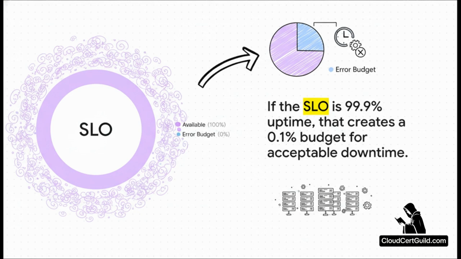And here's where it gets really clever. If you look at this chart, our SLO is that big green slice, 99.9% uptime. But what about that tiny little slice, that 0.1%? Well, that is your error budget. It's basically permission to fail a little bit. It's an agreement that 100% perfection just isn't a realistic goal.